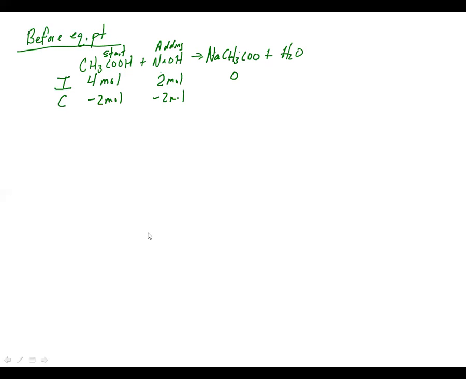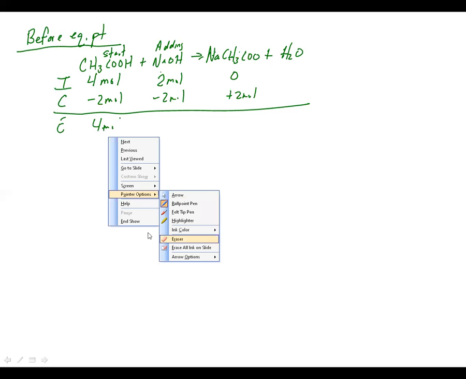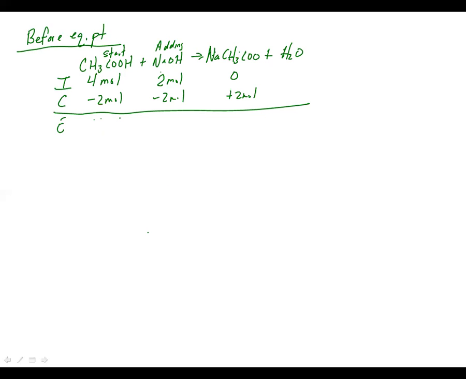Not bad math. Should get a calculator maybe. Let's try that again. 2 plus 2 is 3. Let's try that again. Here we go. 4 minus 2 should be 2, I think. Got the calculator. There we go. This guy should be 0, and this guy should be 2 moles at this point.